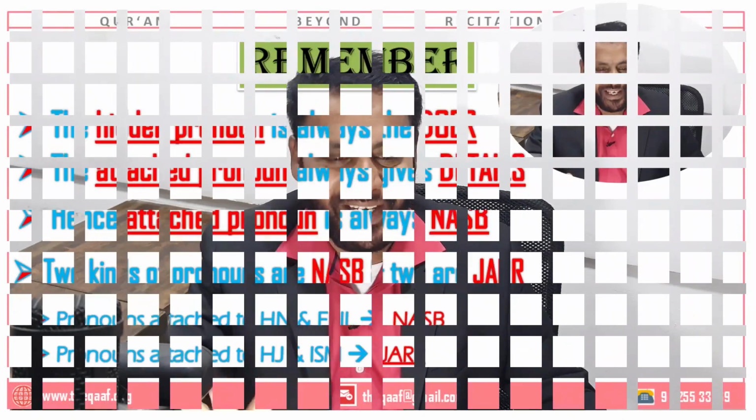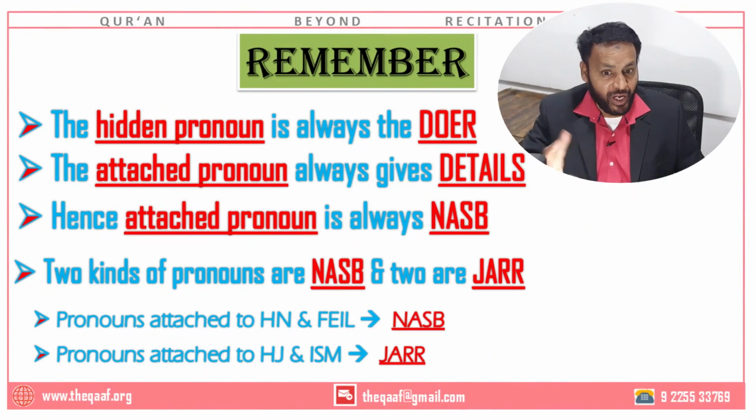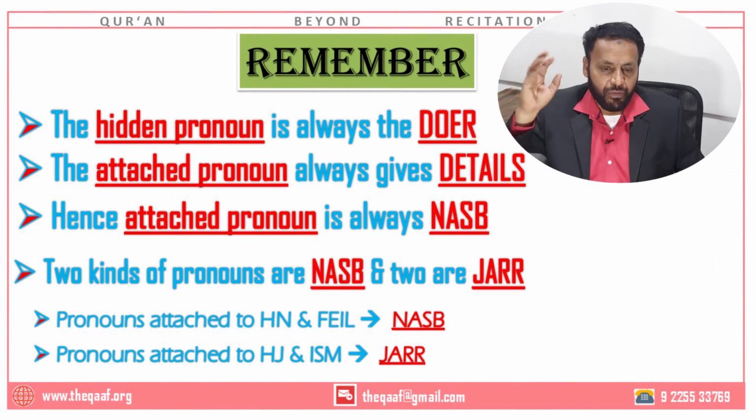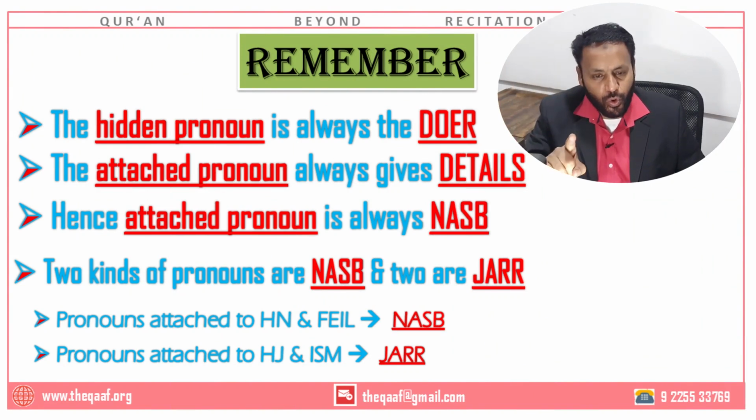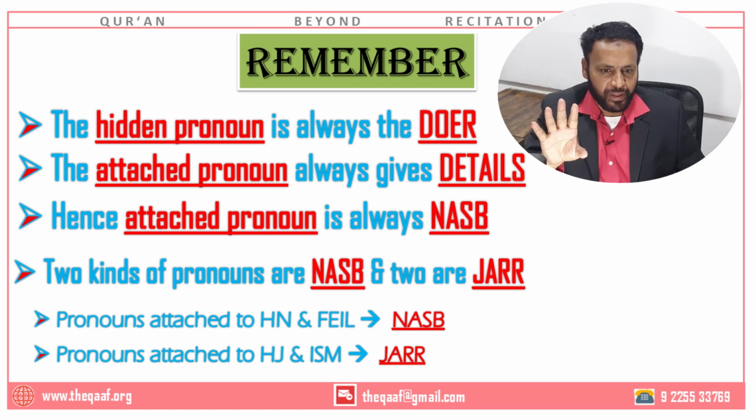Here are some golden words that you should remember, and this will help you a lot in your Arabic studies. In the verb, there is always a hidden pronoun. You can't see it, but you have clues to figure out what it is. It is always the doer. वर्ब के अंदर हमेशा एक प्रोनाउन होगा और वो डूअर होगा और वो रफा होगा क्योंकि वो डूअर है. Every verb will have a pronoun and it's always the doer.